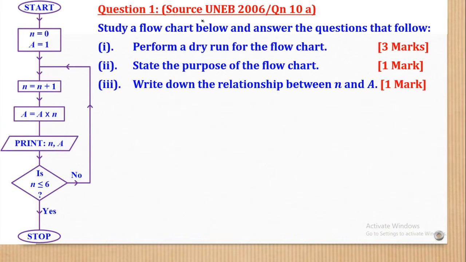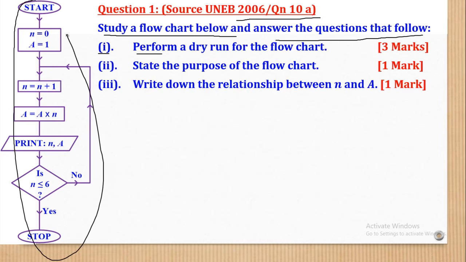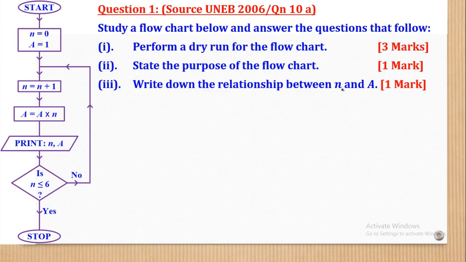Question 1 came from UNEB 2006, paper 2, question 10A, and says, study the flowchart below and answer the questions that follow. Roman 1, perform a dry run for the flowchart. And Roman 2, state the purpose of the flowchart. And Roman 3, write down the relationship between n and a. So this is the flowchart they want you to study.